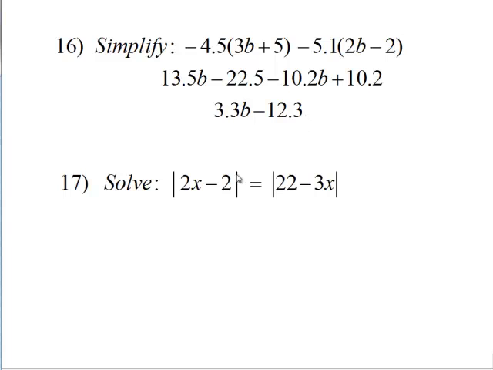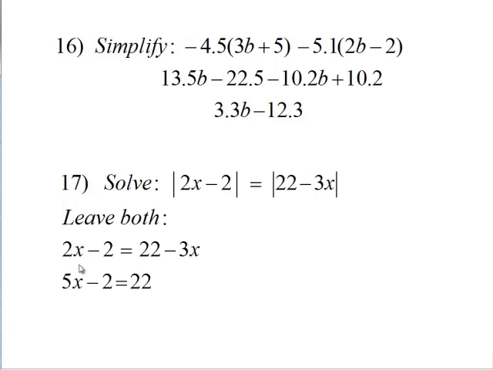Okay, 17. Another absolute value, we just drop the bars. Get 2x minus 2, we just leave those. 22 minus 3x, just leave them both. Add 3x to both sides, makes 5x. Then add 2 makes 24, 22 plus 2, and then divide by 5. Divide this by 5, you get x is 24/5.